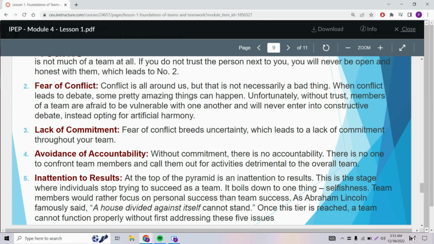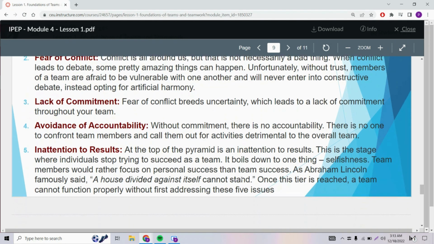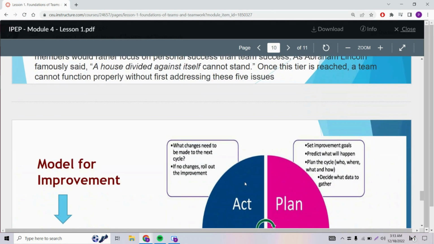And inattention to results. This is the top of the pyramid. This is the stage where individuals would stop trying to succeed as a team. It boils down to one thing: selfishness. Team members would rather focus on personal success than team success. As Abraham Lincoln famously said, a house divided against itself cannot stand. Once this tier is reached, a team cannot function properly without first addressing these five issues.